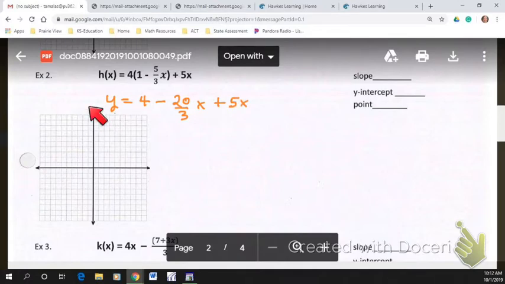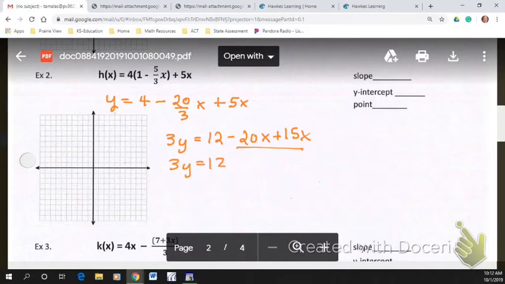All right, multiply by 3, and that's another reason to use the y here, is because it might look kind of weird if you have a 3 times an f of x. So if you take everything times 3, you're going to have 3y equals 12 minus 20x plus 15x. Does that look right? Yes. Okay, so now I can put the x's together. What's negative 20 plus 15? Negative 20 plus 15 is negative 5x, right?